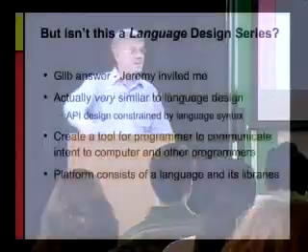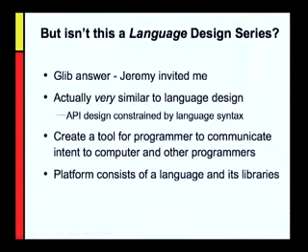Now, one other question we've got to get out of the way at the beginning is, why am I talking about API at what is billed as a language design series? And the glib answer, of course, is that Jeremy asked me to do it, and Jeremy used to be my friend, so of course I said, yeah, of course I'll do it.